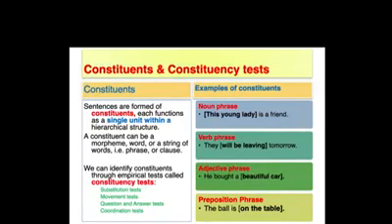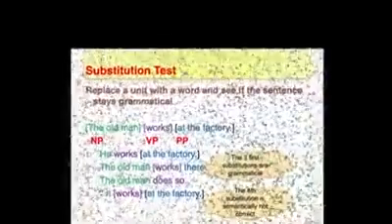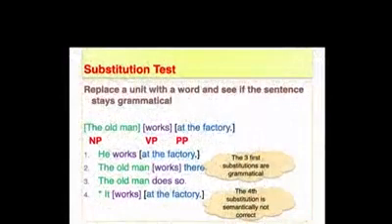We can know this through what we call constituency tests, and I'm going to provide examples of 4 different tests. There are substitution tests, movement tests, question and answer tests, and the last one is combination tests. Let's start with substitution tests. What do we mean by substitution tests? We can know that a string of words constitutes a unit if we replace this unit with a word and see if the sentence stays grammatical.